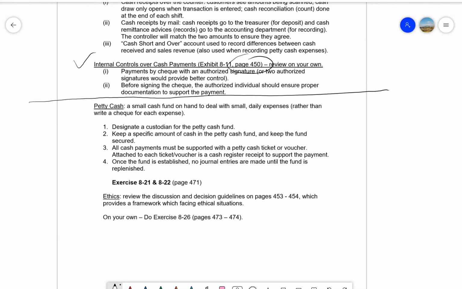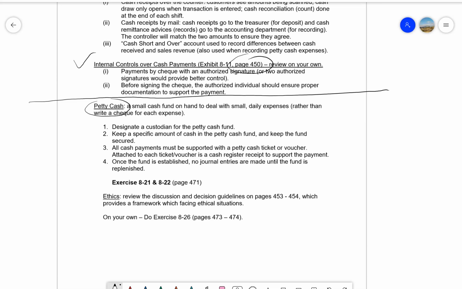Now, many companies have what's called a petty cash fund. And that is basically setting aside some amount of actual cash, bills and coins, and having that available for small daily expenses. So for example, let's say we have a company and they run out of coffee for their coffee machine. And so they send an employee to the grocery store to buy some coffee.